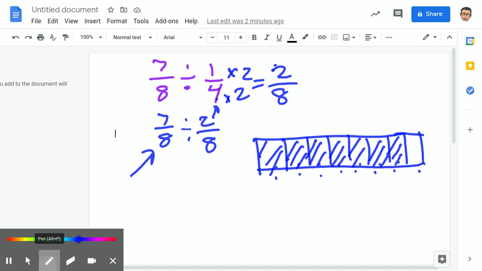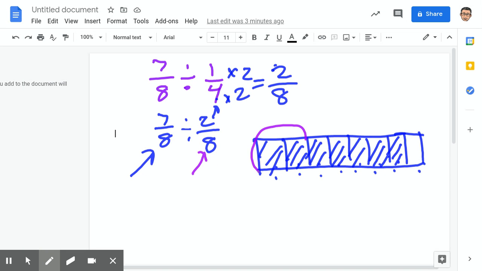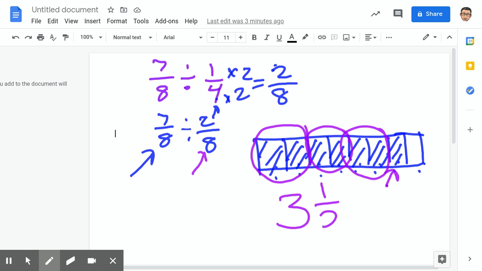So there we go. And I ask myself, how many sets of 2/8 are in 7/8 when the denominator is the same? Easy peasy lemon squeezy. Here's a set of 2/8. Here's a set of 2/8. Here's a set of 2/8. One left over. So it's 3 sets of 2/8, and 1 out of 2 needed for my full next set. So I would say there are 3.5 sets of 1/4. There's 1 set, 2 sets, 3 sets.